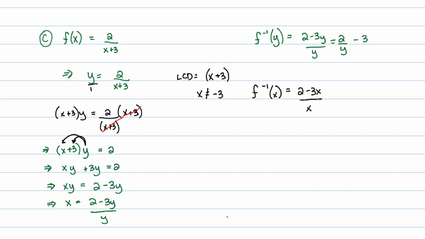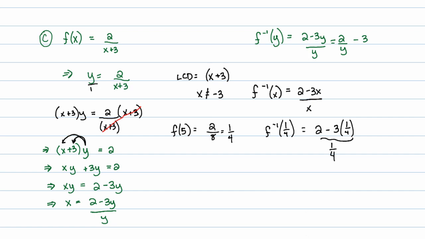And you can test this out. You plug in 5 for x, and you'll find out that you have 2 over 8, or 1/4. I might as well do this. f of 5 is going to be 2 over 8, or 1/4. So let's see what f inverse of 1/4 yields. Well, that's 2 minus 3 times 1/4, all over 1/4.